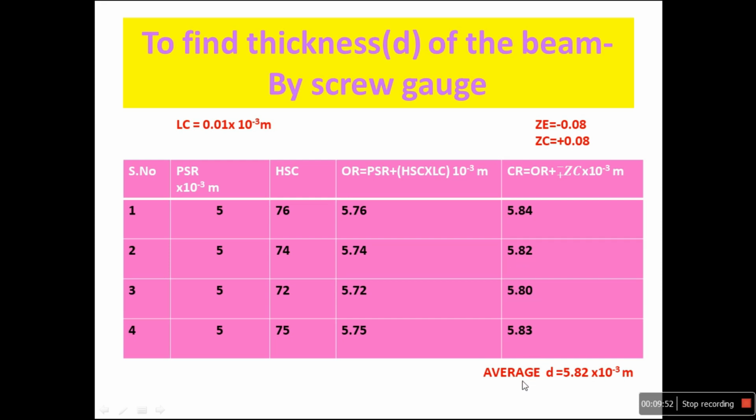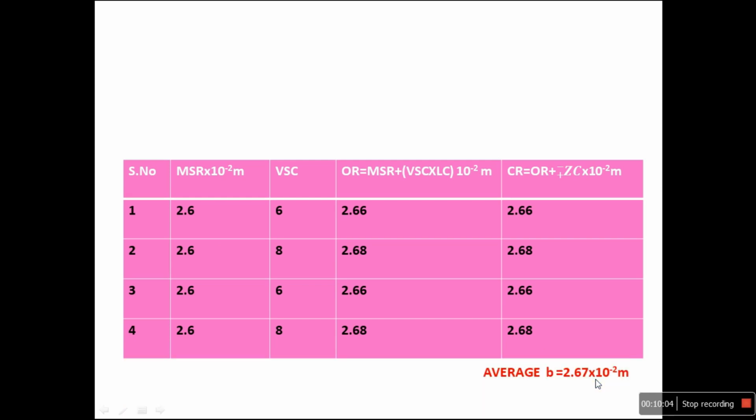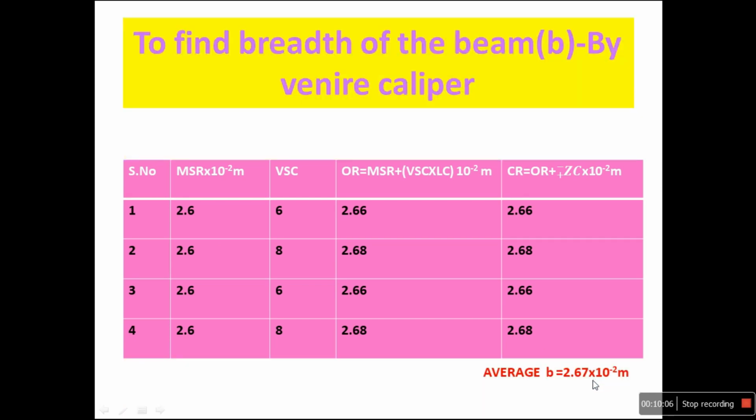So the average, adding all 4 and dividing by 4, we get the thickness of the scale D equal to 5.82 into 10 power minus 3 meters. And this is the tabular column to find the breadth of the beam by using the vernier caliper. For the vernier caliper also the least count is equal to 0.01, the power is 10 power minus 2. Since the screw gauge is in millimeter, we get 10 power minus 3 meter, and for the vernier caliper the scale is in centimeter, so we get 10 power minus 2 meters here.